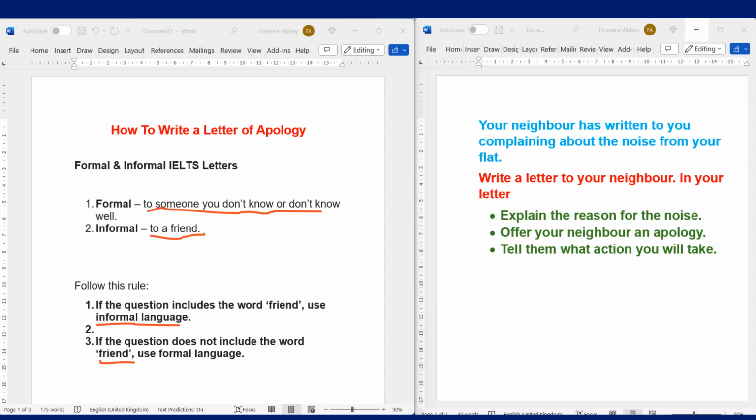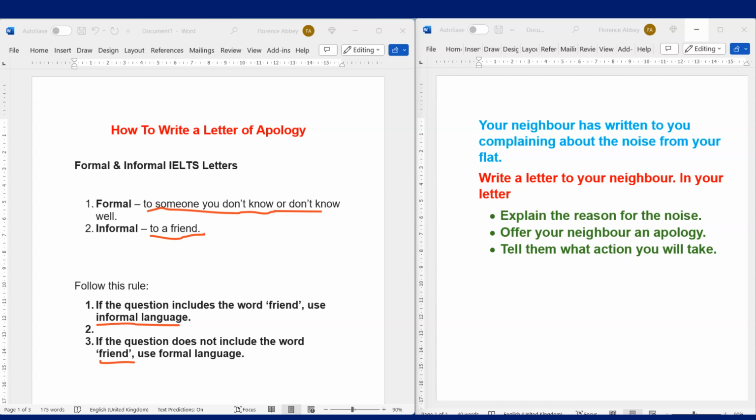But you can choose to write it in an informal tone. One situation can be very confusing. When you are writing to a neighbor like this one, you have to assume that you don't know them very well. So you keep the letter formal.